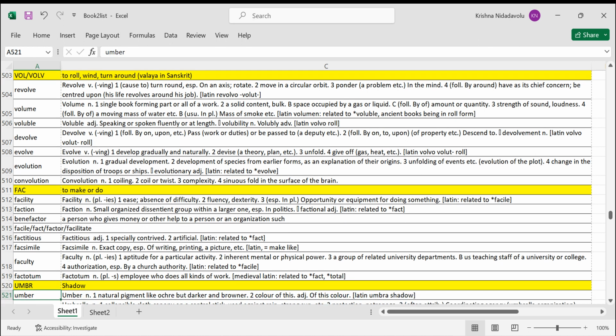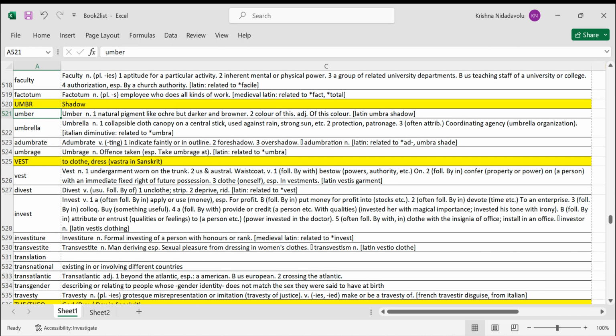Next is umber. Umber comes from Latin umbra. Umbra means shadow or umbrella, which is very familiar to us. Umbrella means a little shadow to keep off the sun or the rain. La means small. Umbra plus la, umbrella, which means a little shadow to keep off the sun or rain. That is umbrella.